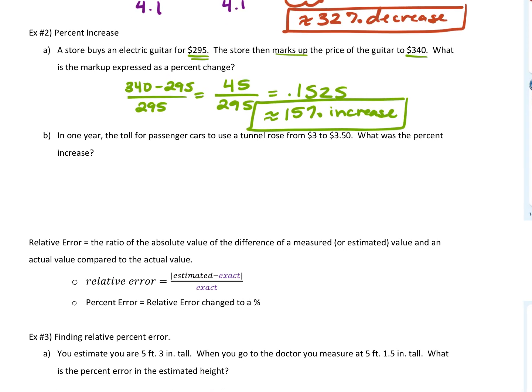Okay, so then letter B here. How about try this one on your own. In 1 year, the toll for passenger cars to use a tunnel rose from $3 to $3.50. What was the percent increase?